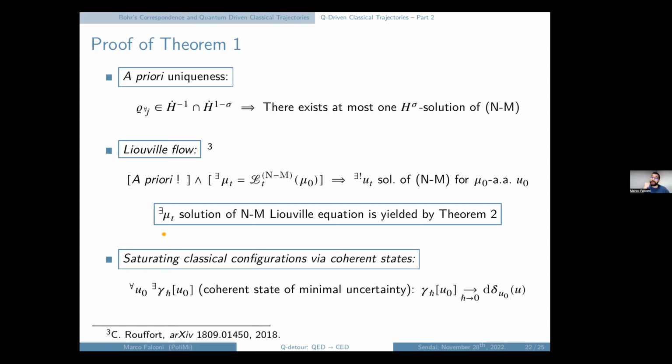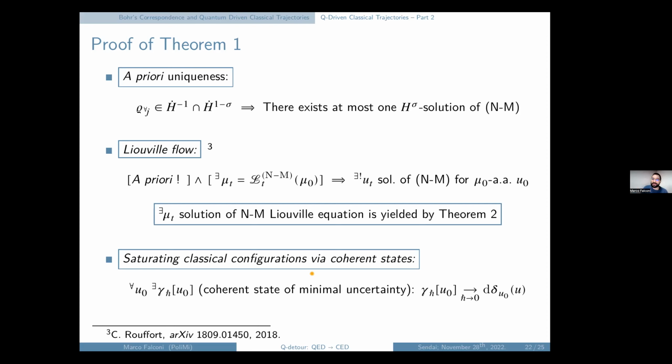Okay, so now we have that, thanks to this Liouville flow given by the Bohr correspondence principle, so by the quantum detour, combined with this a priori uniqueness, we have existence of solutions of the classical Newton-Maxwell equations with this new weaker regularity, but only for mu0 almost all initial data. So not for all, we don't have yet global well-posedness. We don't have at this stage uniqueness and existence of solution for every initial condition.